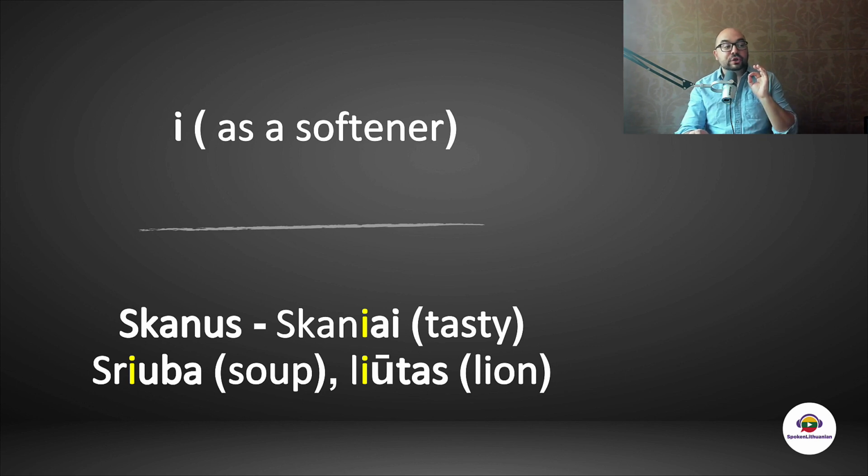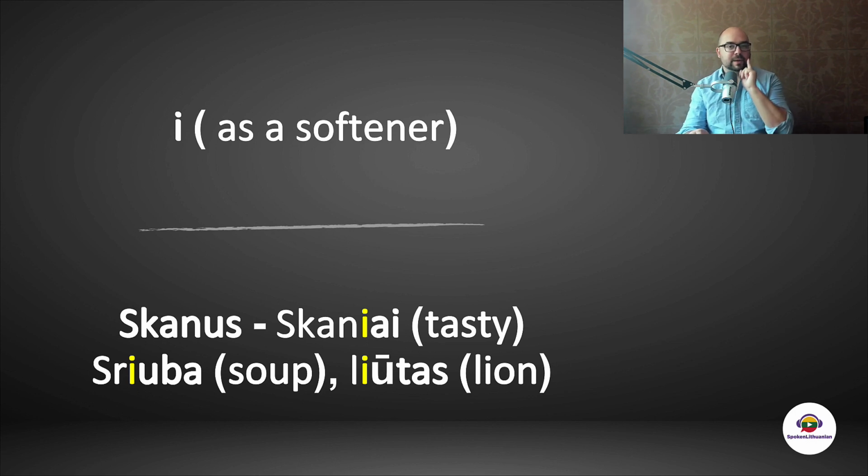For example, sriuba, soup. I'm not saying suruba. I'm saying sriuba. It's a bit softer. It's like almost you can smile saying that, right? Sriuba. Or I can say liūtas, lion. You can even hear the difference between when I'm saying lion and liūtas. Even in my mouth, I'm saying liūtas, lion. The lion L is on the lower part. Lion, and this is liūtas. I'm going higher. Liūtas.